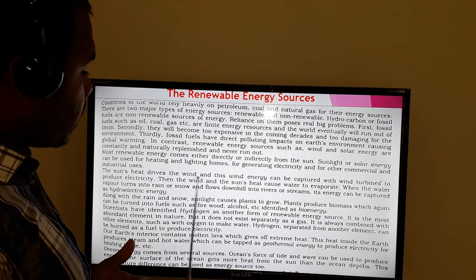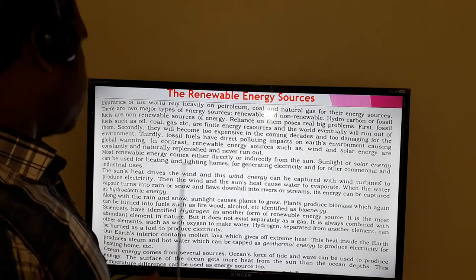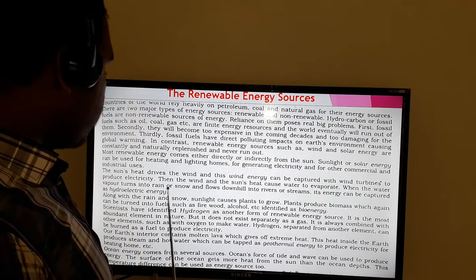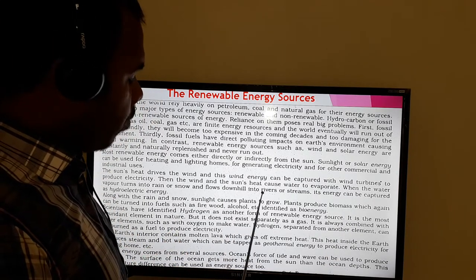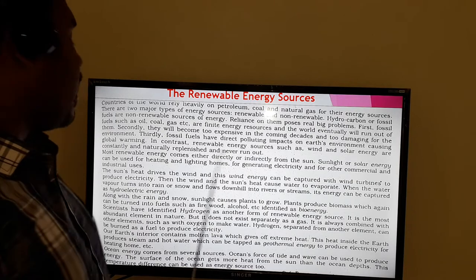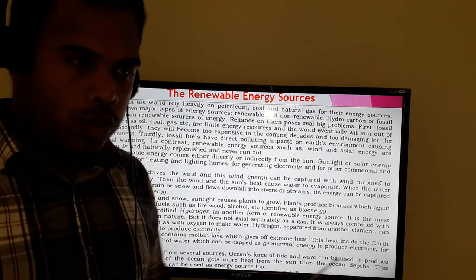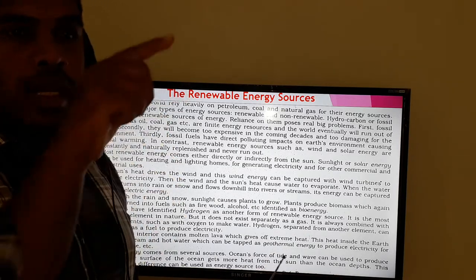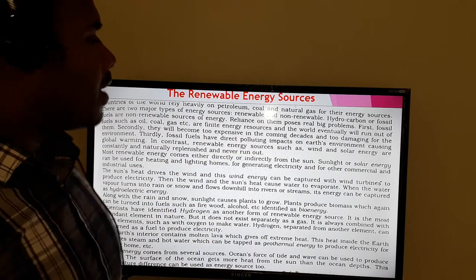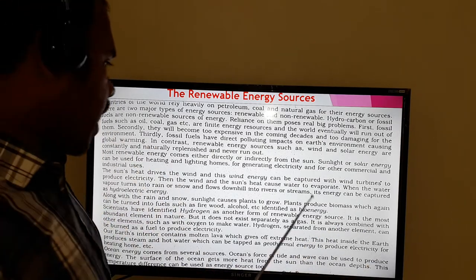The sun's heat drives the wind and thus wind energy can be captured with wind turbines to produce electricity. Then the wind and the sun's heat cause water to evaporate. When the water vapor turns into rain or snow and flows downhill into rivers or streams, its energy can be captured by hydroelectric energy. There is another form of energy, that is wind energy. You can see a turbine using wind, using air, and through this we can produce electricity also. Most of the developed countries are using this type of energy source.